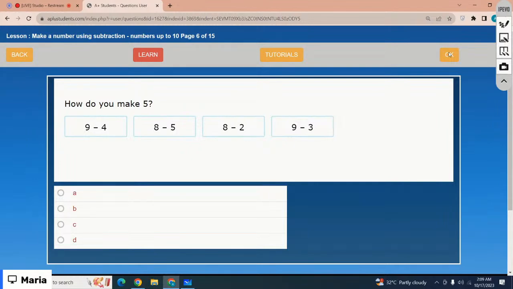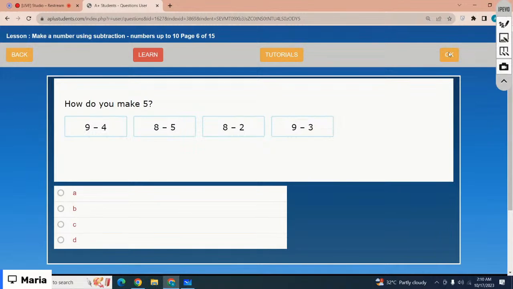How do you make 5? 9 take away 4, 8 take away 5, 8 take away 2, and 9 take away 3. Which is the correct option? Which option is the correct one?